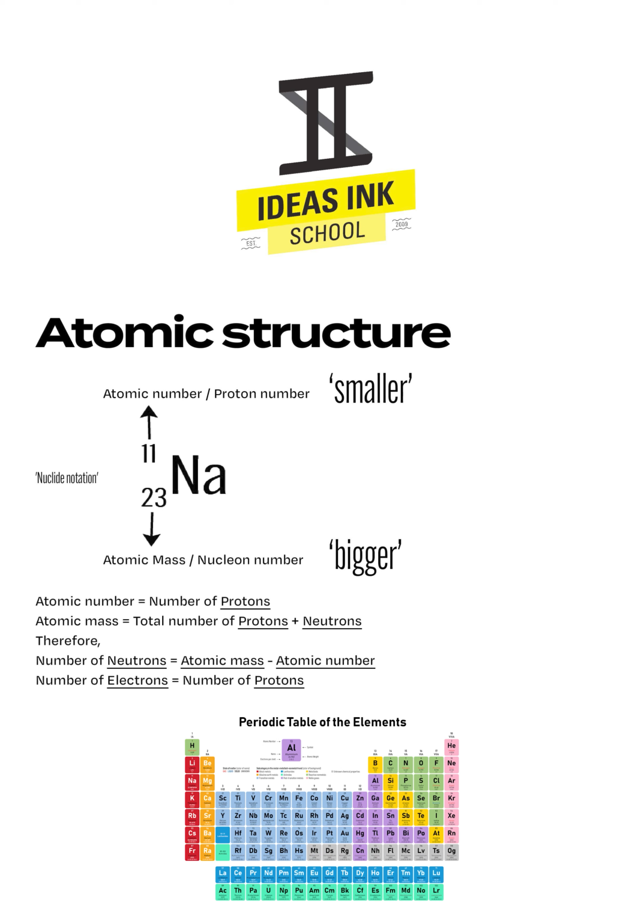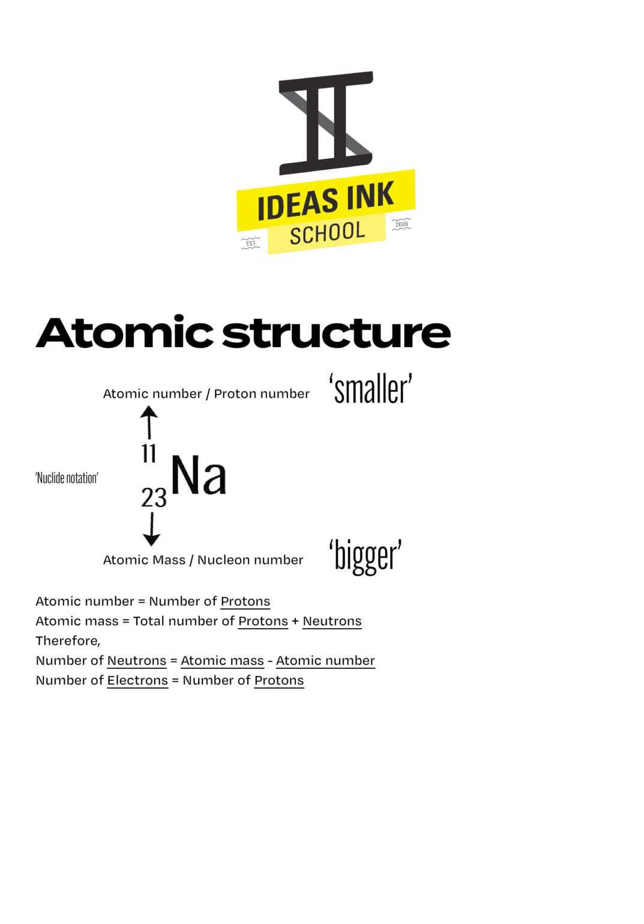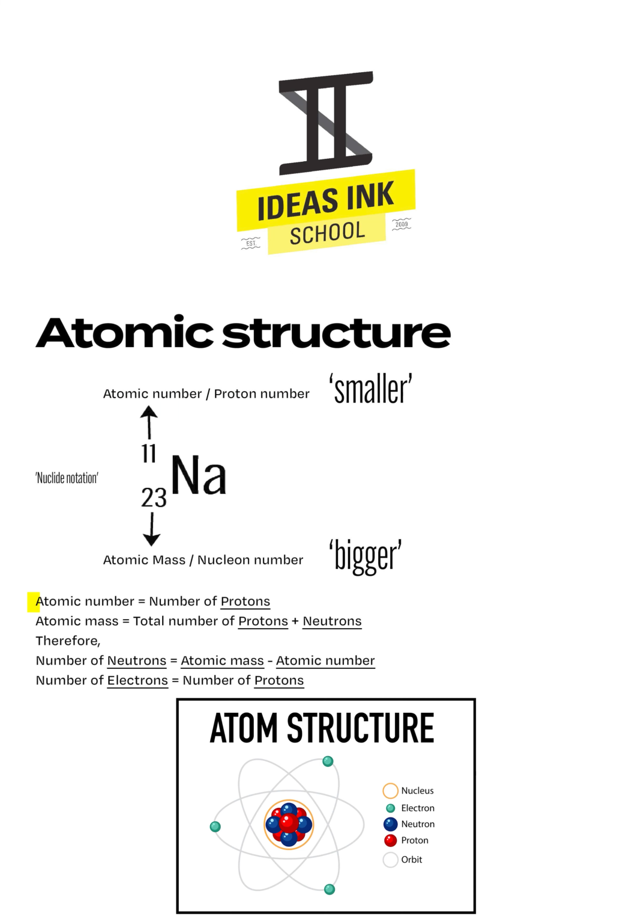Please note that some periodic tables may switch the position of the atomic number and mass. Therefore, it is easier to associate the bigger number with the atomic mass and the smaller quantity with the atomic number. Now let's dive into what these numbers represent. The atomic number is the total number of protons found in the nucleus of an atom. The atomic mass represents the total number of protons and neutrons found in the nucleus. This is also known as the nucleon number.